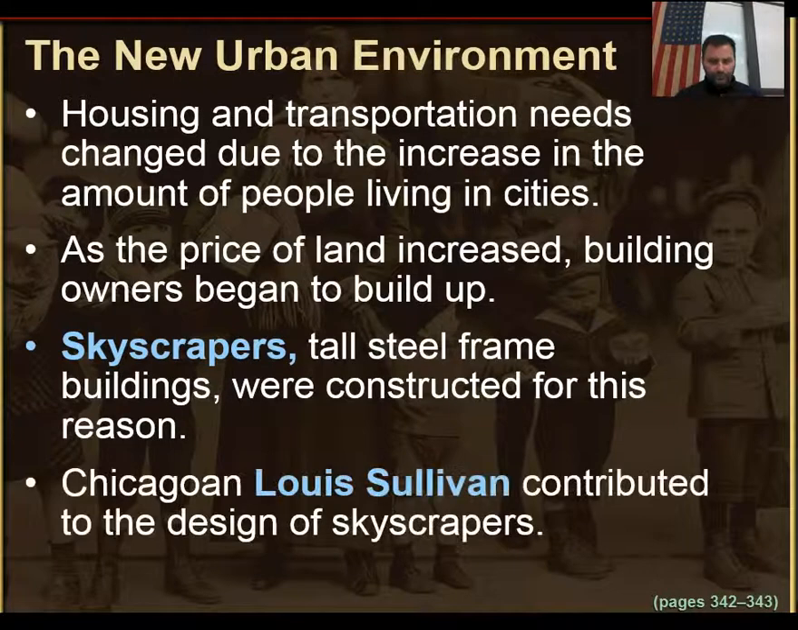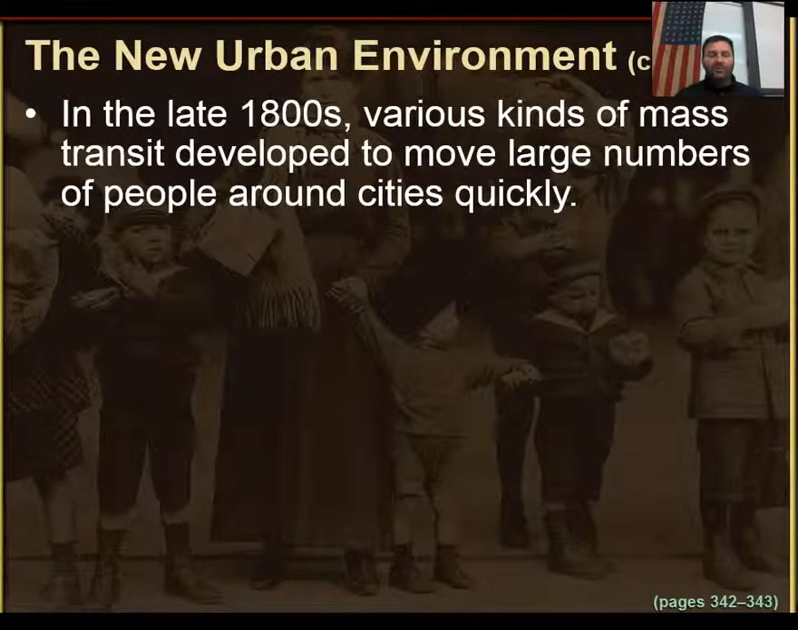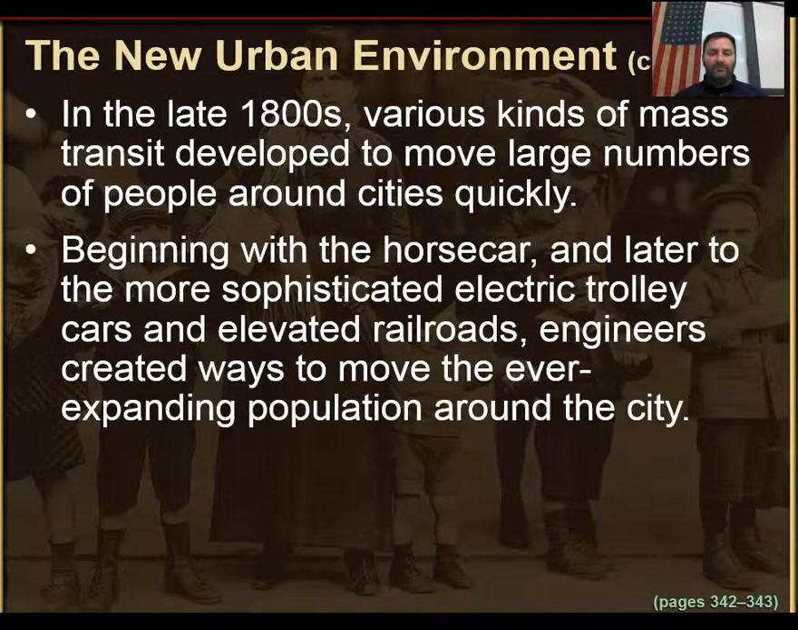Chicago and Louis Sullivan contributed to the design of many of the skyscrapers. Also in this urban environment, in the late 1800s, various kinds of mass transit developed to move large numbers of people around cities quickly. You begin to see people move with horse cars and later the more sophisticated electric trolley cars and elevated railroads. Engineers also create ways to move the ever-expanding population around the city.